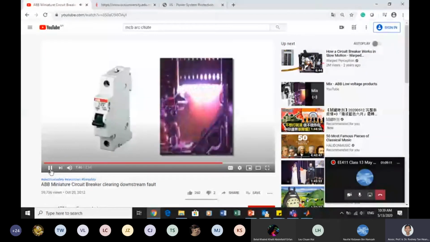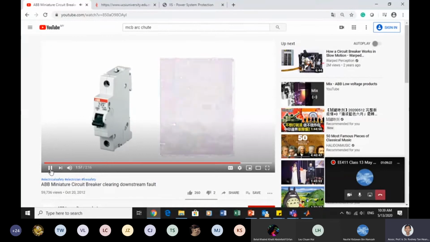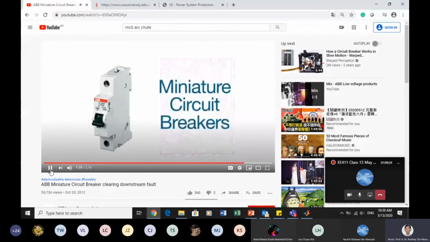ABB miniature circuit breakers utilize current limiting technology to reduce hazardous let-through energy and extinguish the fault in a timely fashion. In applications where downtime can be costly, be sure to use ABB miniature circuit breakers to ensure uptime all the time.